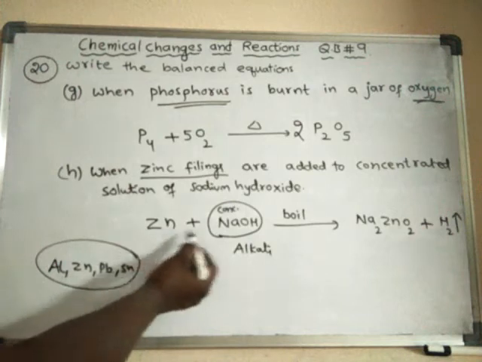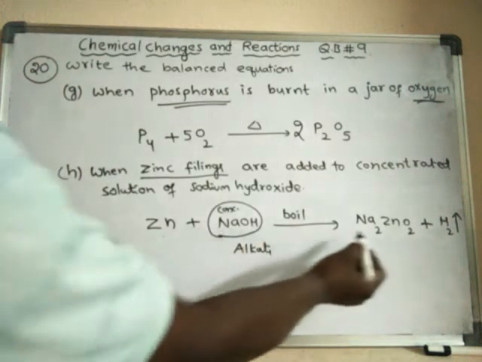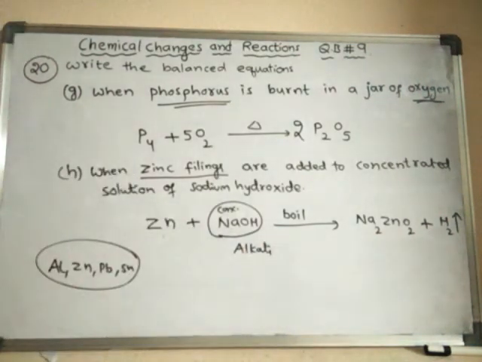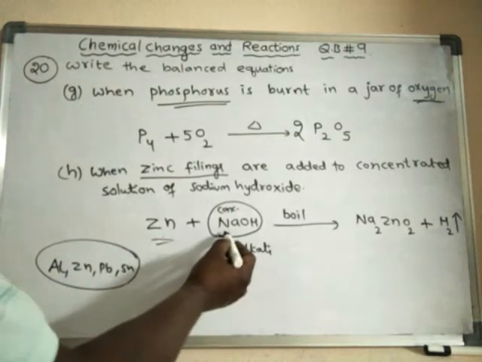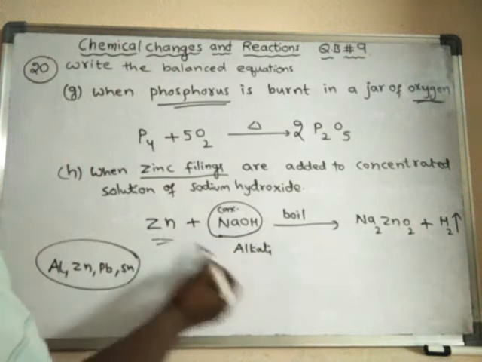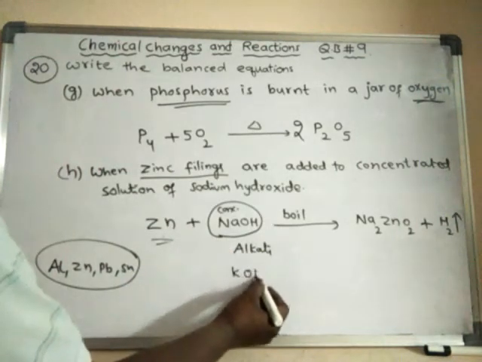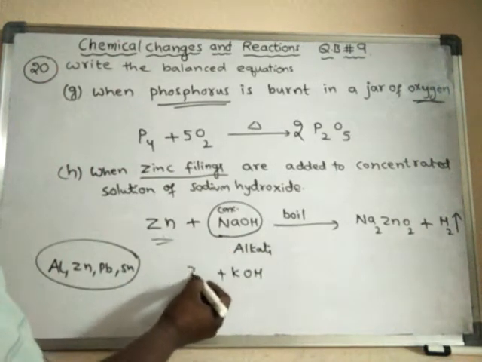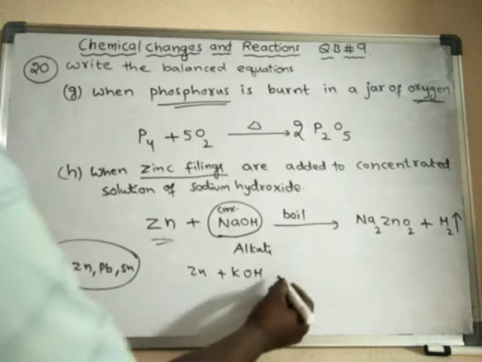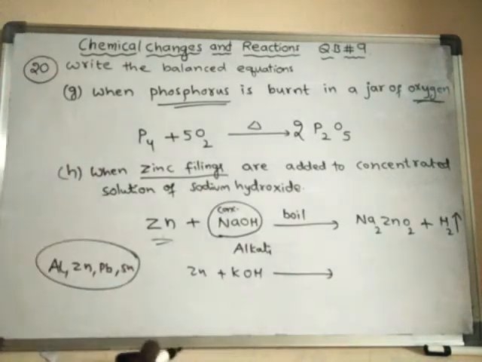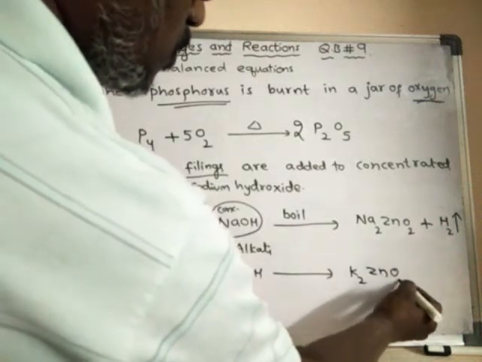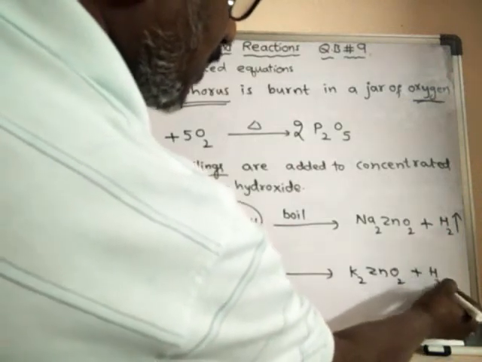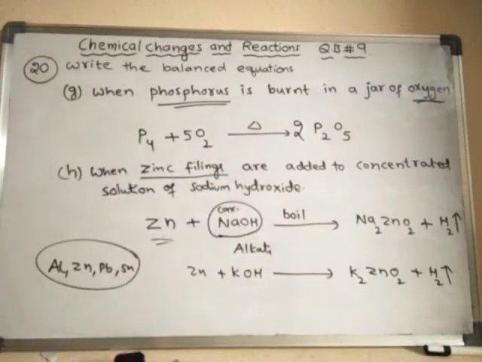It forms sodium zincate. So this metal will form a sodium salt. If zinc metal reacts with concentrated KOH, it forms potassium zincate, K2ZnO2, and hydrogen gas is liberated.